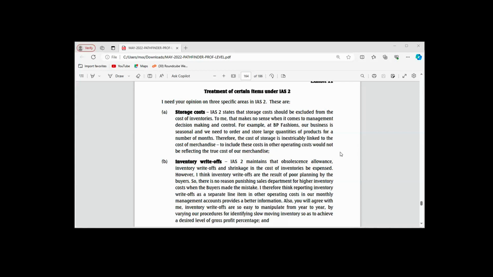Yeah, the BP Fashion is letting us know that because of their type of business is a seasonal business, they need to order a much larger quantity, which will require a lot of cost of transportation and all to the inventory. So they feel that they should add that cost to the cost of inventory as part of the cost they incur.